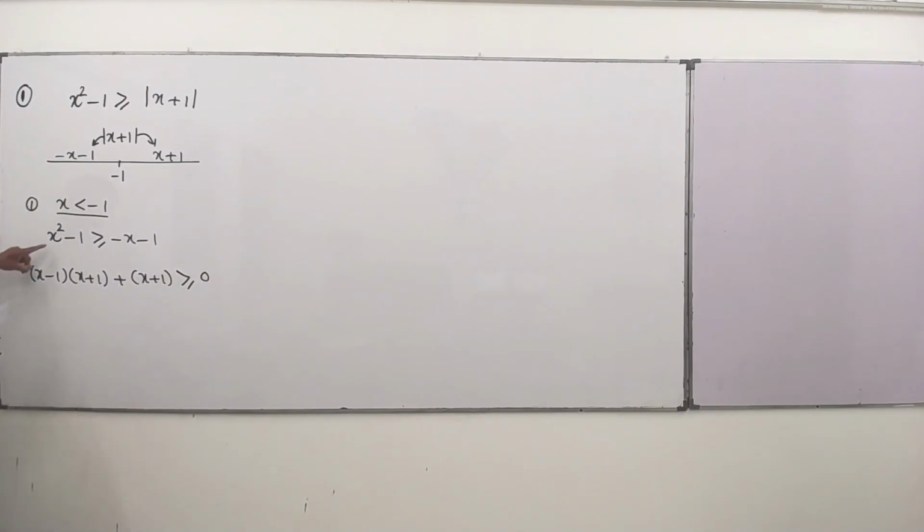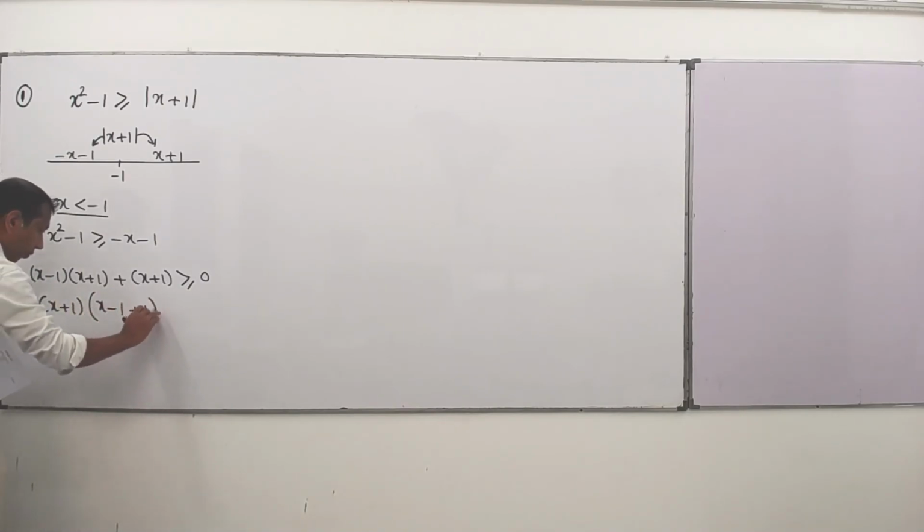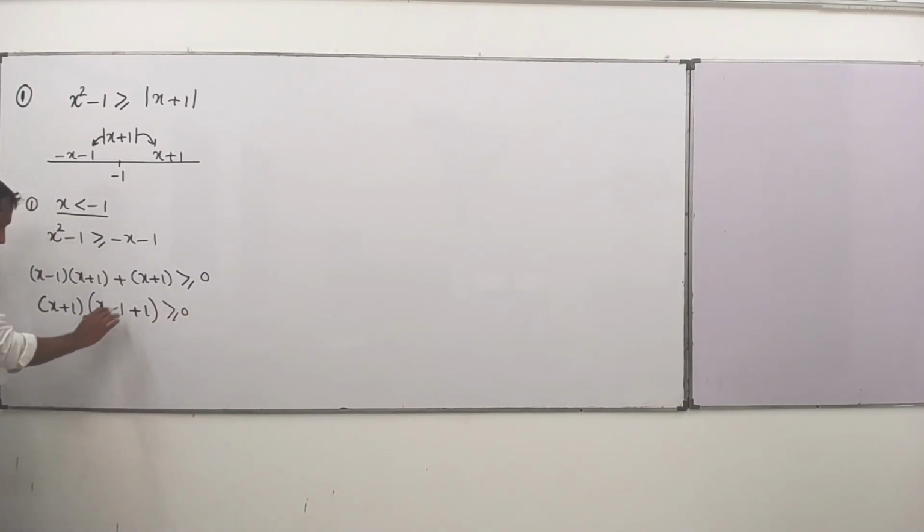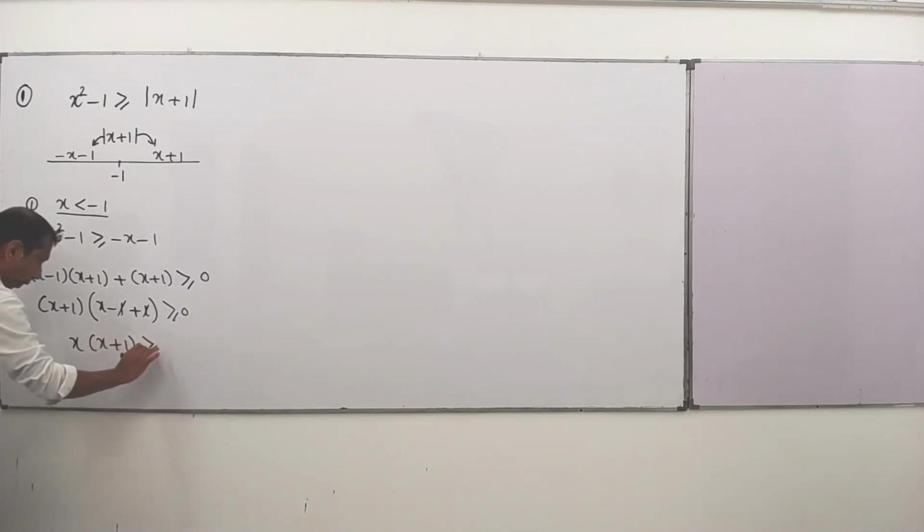The reason: this I can write as x minus 1, x plus 1, factorizing considering it as a difference of two squares. And here, this minus sign taking out, we get within the bracket x plus 1. Once you take that to this side, that will be plus x plus 1. So now I can take x plus 1 out. Then here we get x minus 1 plus 1 greater than or equal to 0. These two you can cancel out. Then we get x times x plus 1 greater than or equal to 0.